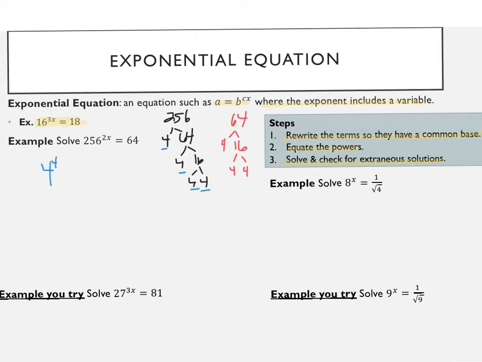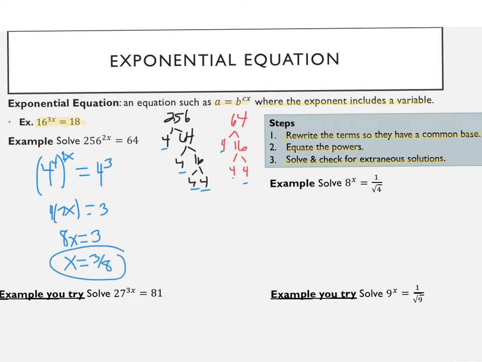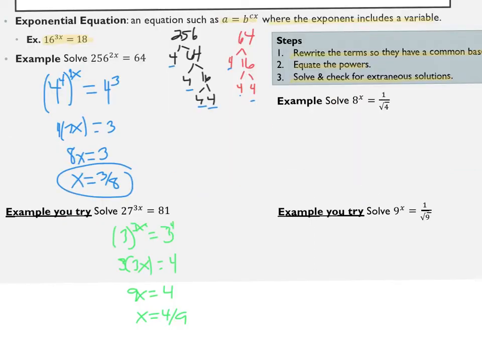We can say that's 4 to the 4th power, to the 2x power, because we still have the 2x power, equals, we have 3 4s for 64, so 4 cubed. Now that our bases are the same, base 4, we can equate the exponents. So 4 times 2x equals 3, or 8x equals 3, and x equals 3 over 8. That's all you have to do. Take a minute and try the example. Hopefully you found x to be 4 over 9.